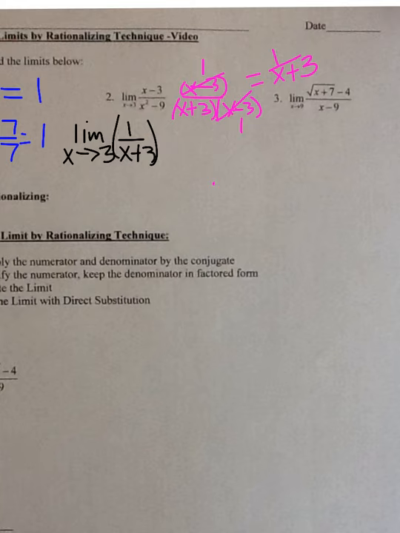All right, so plug the 3 in. Now we can do direct substitution. We have 1 over 3 plus 3. So that's 1 over 6. So the limit is 1/6.